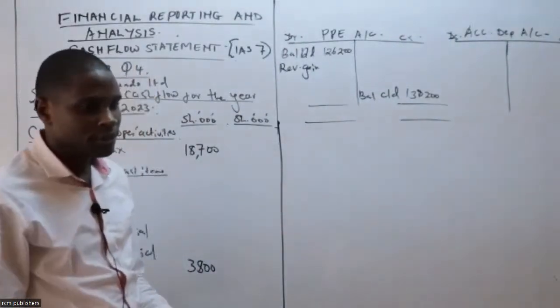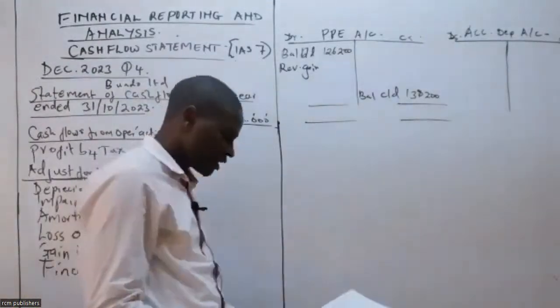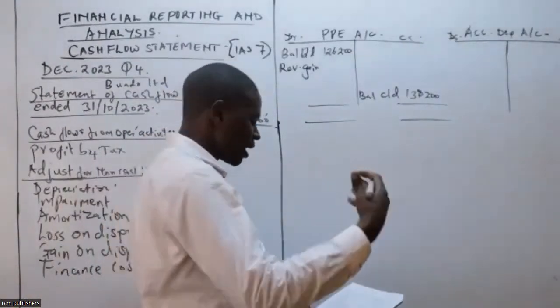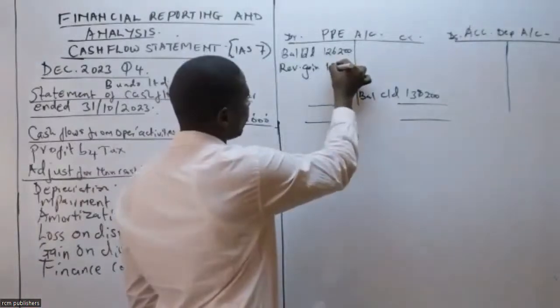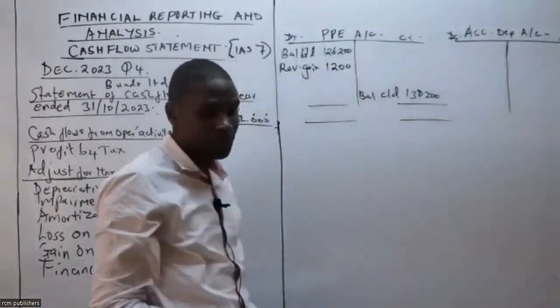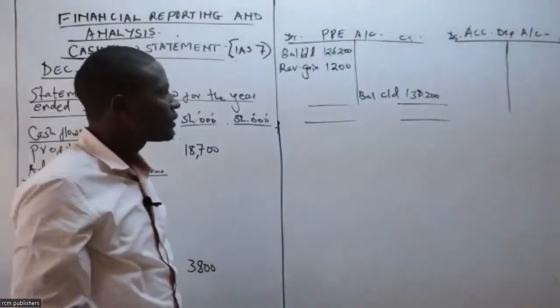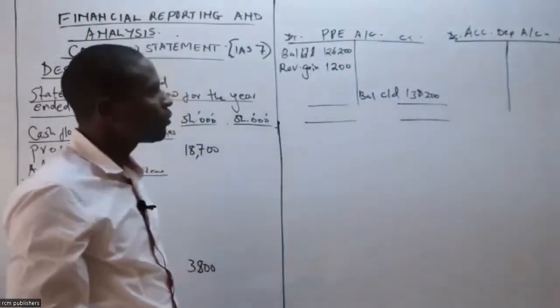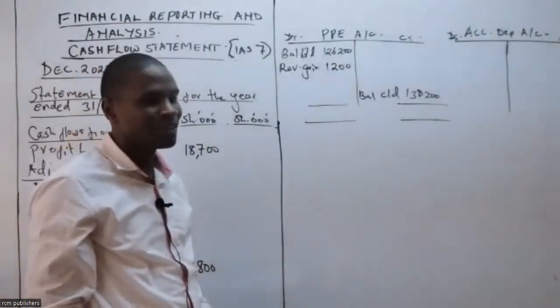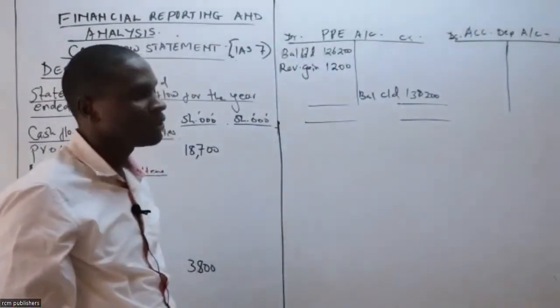Can you see still below what we have, that table? We are told that it was revalued upward, and the amount was 1,200. With that, we are able now to go on the other side to do the same for our accumulated depreciation.